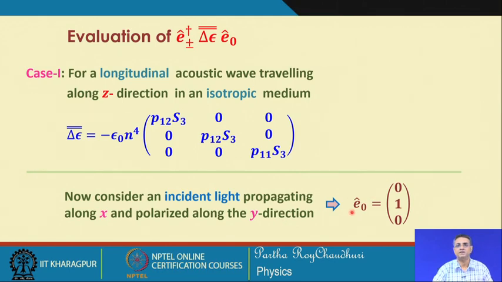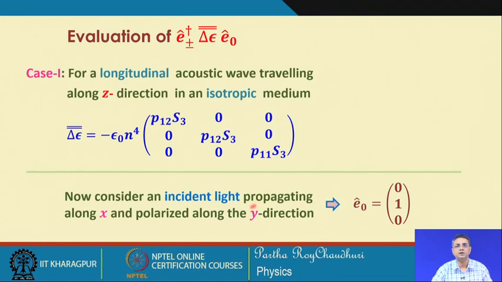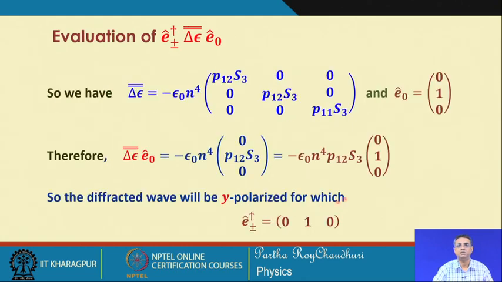So, it is an x propagating wave and the polarization is along y. So, we can write that incident beam polarization as 0, 1, 0, and then we will have to post multiply with this. You can see this, we multiply this with this polarization 0, 1, 0, because it is a y polarized wave propagating along x direction. The other possibility is it could have z polarization as well in the incident beam, if the incident beam is propagating along x direction.